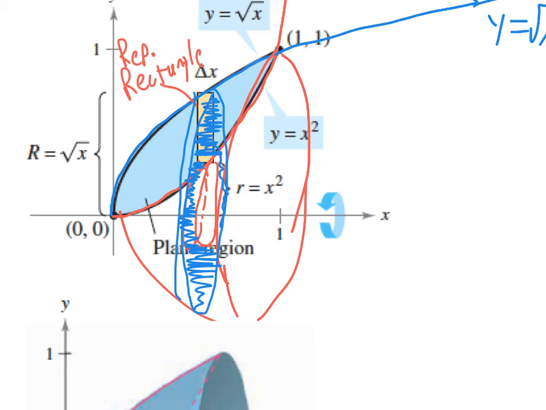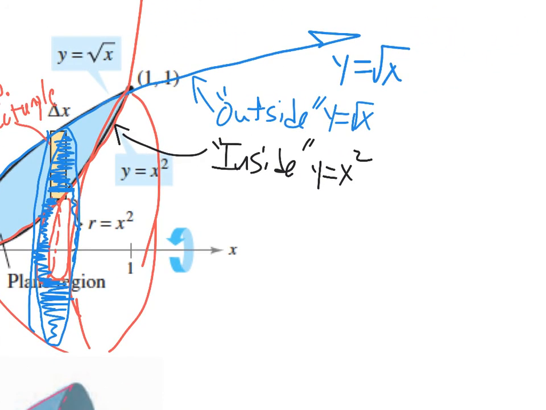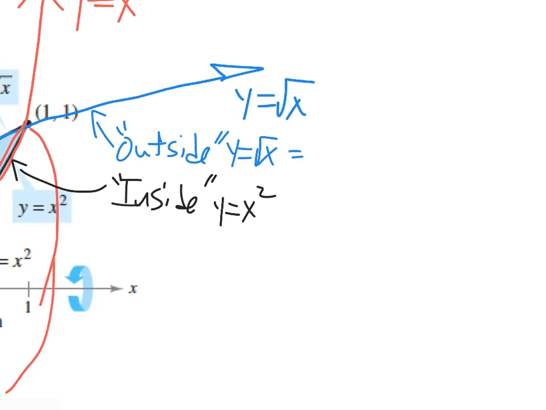So what's going to be the outside? Well, the outside is coming from this one. This is the outside curve, or it's doing the outside of that bowl. And then the inside is coming from this. So the inside is coming from y equals x squared, and the outside is coming from y equals the square root of x. Okay? And the outside is going to be our big R. So this is big R, and the inside here is little r.